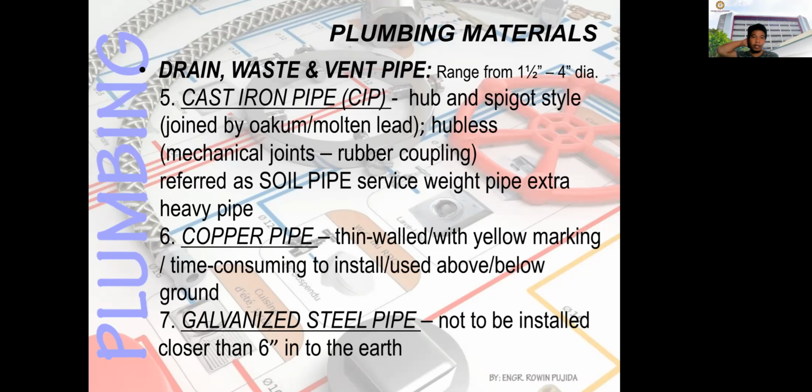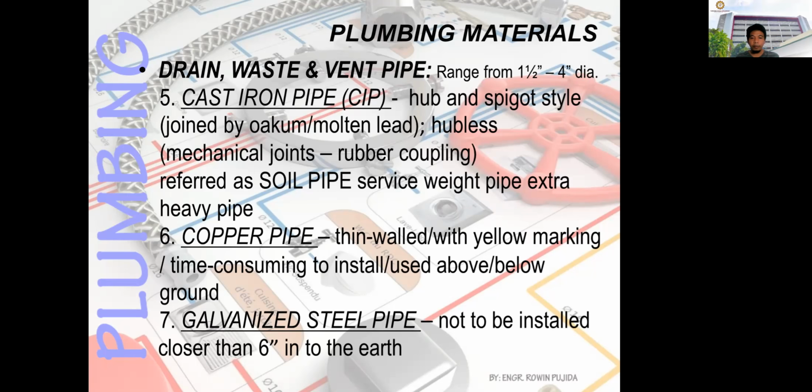Okay, and this is also referred as soil pipe, service weight pipe, extra, and heavy pipe. Okay, next we have the copper pipe. So copper pipe that is thin walled with yellow marking, and this is time consuming to install. So maybe if your project is delayed, you cannot use this type of pipe since it's time consuming to install. Since if ever you have the defects of this copper pipe, it can no longer be used. Okay? And then it is used above or below ground level.